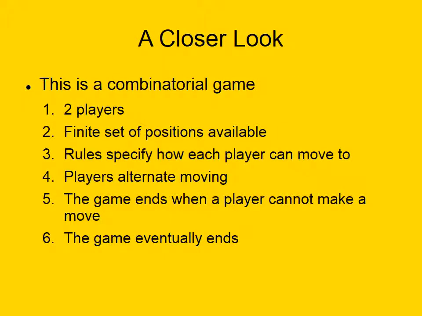Finally, this game is a combinatorial game. A combinatorial game is a game in which there are two players. There is a finite set of positions available in the game. The rules specify which game positions each player can move to. Players alternate moving, and the game ends when a player cannot make a move. The game eventually ends. This game fulfills all the criteria for a combinatorial game.